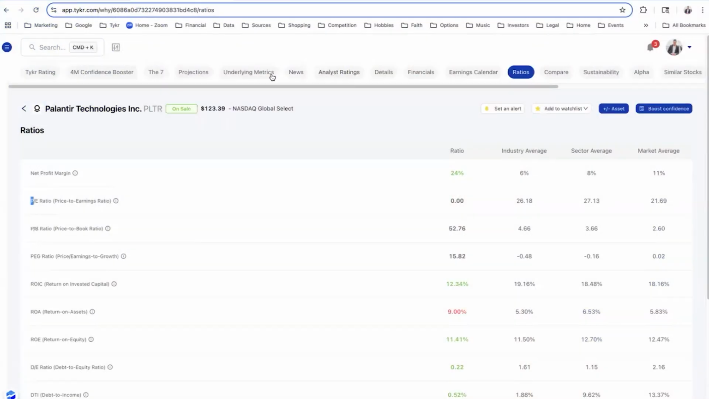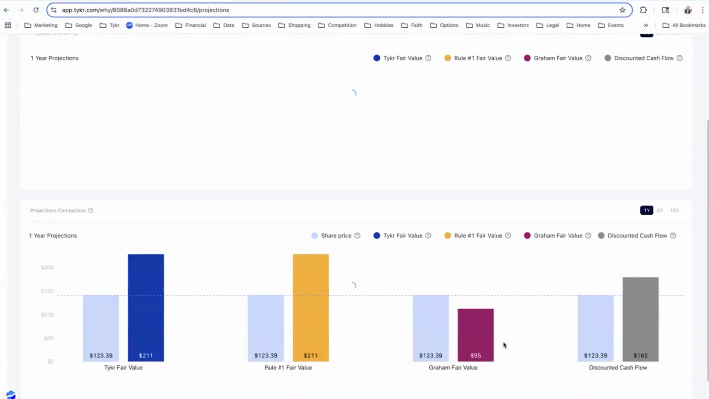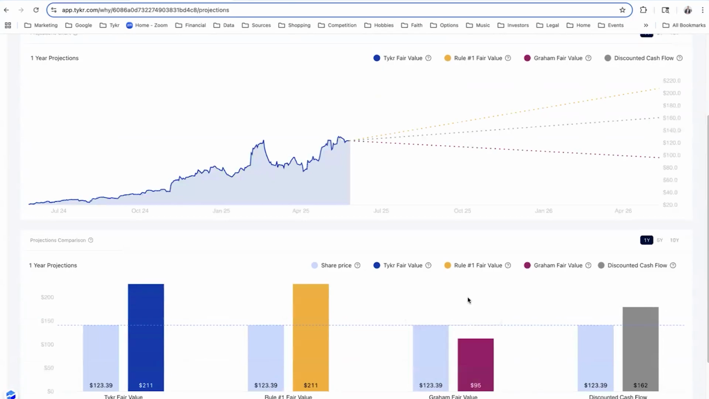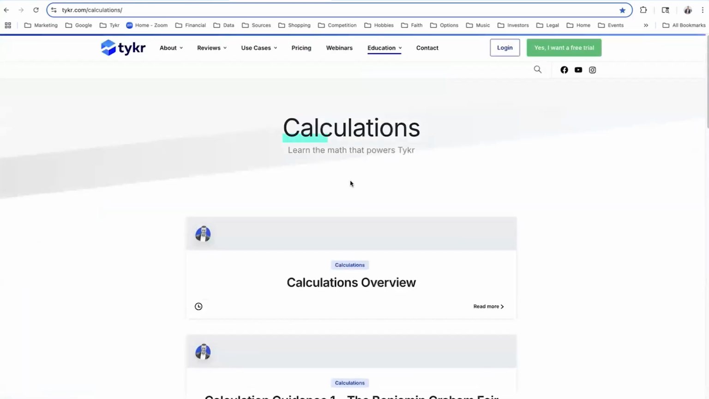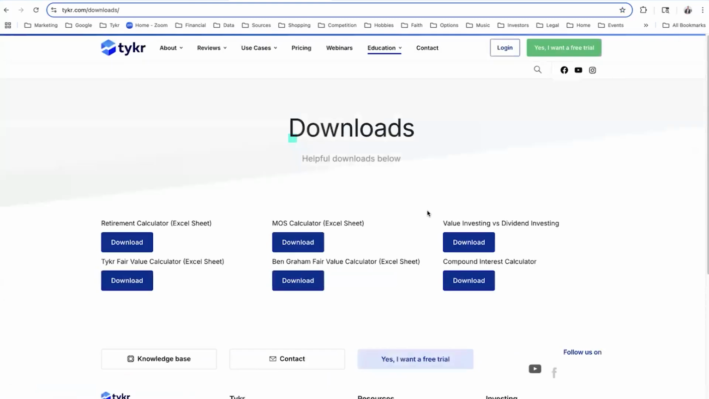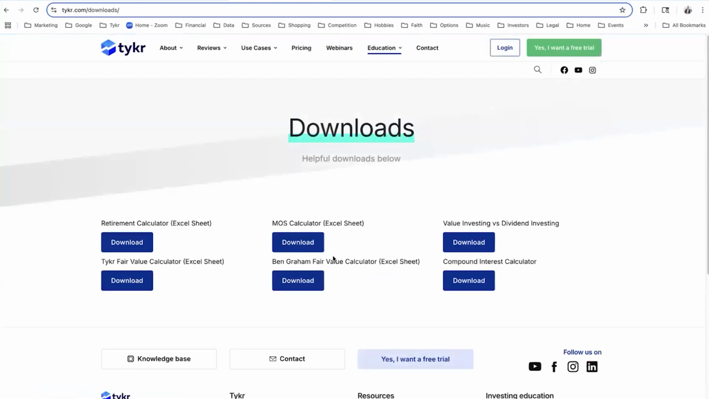Another reason is the bond rate was factored into the equation. Now, I'll stop here. If you are curious, you can go to Tykr.com education. You can go to calculations. You can see all the calculations in Tykr, and you can use those for personal use. And you can go to downloads, and you can download some of the equations I'm talking about here. In fact, I'm going to show you my screen in a moment, and we'll go through an Excel sheet. But that'll save you a ton of time. You can play with these.